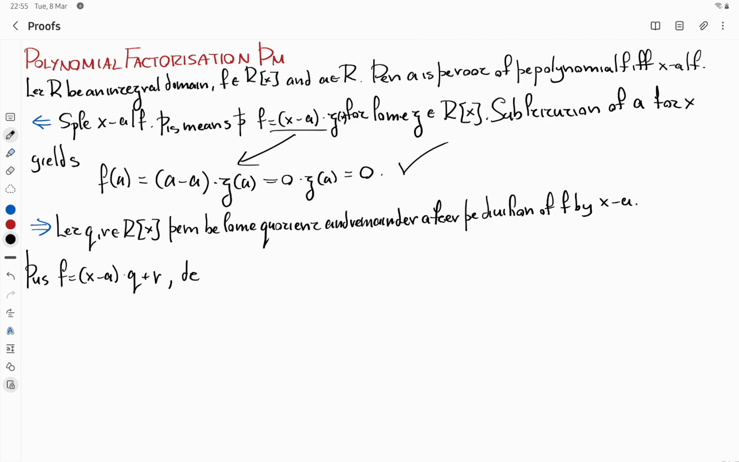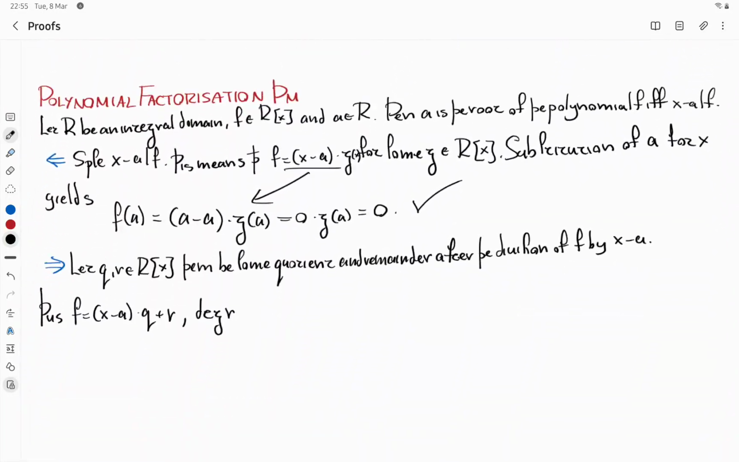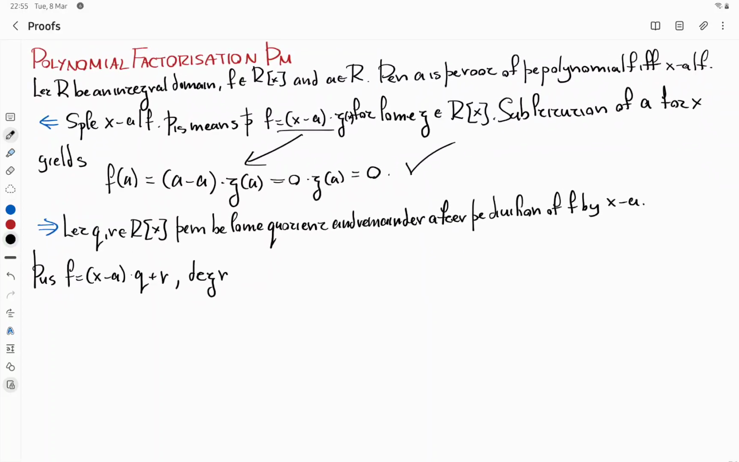But of course we know that the existence of such q, r so that this holds is guaranteed by the previous theorem, the polynomial integer division theorem. We know that the degree of r is smaller than the degree of x minus a, but that's of course 1. So the degree of r is 0, and as such r is a constant term. Okay, that's interesting.